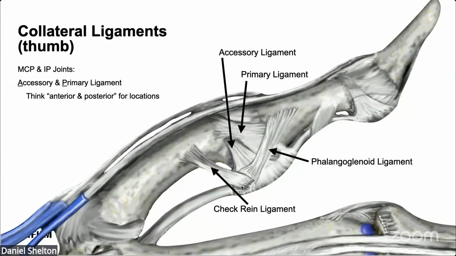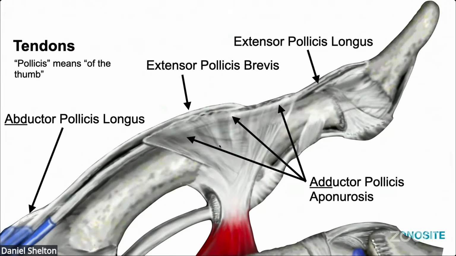Here it is on the first digit. So this is the collateral ligament to the thumb. Again, think anterior and posterior. The anatomy repeats here. Then we have the extensor pollicis that's going to come into play and attach to this aponeurosis that comes from the palm of the hand.